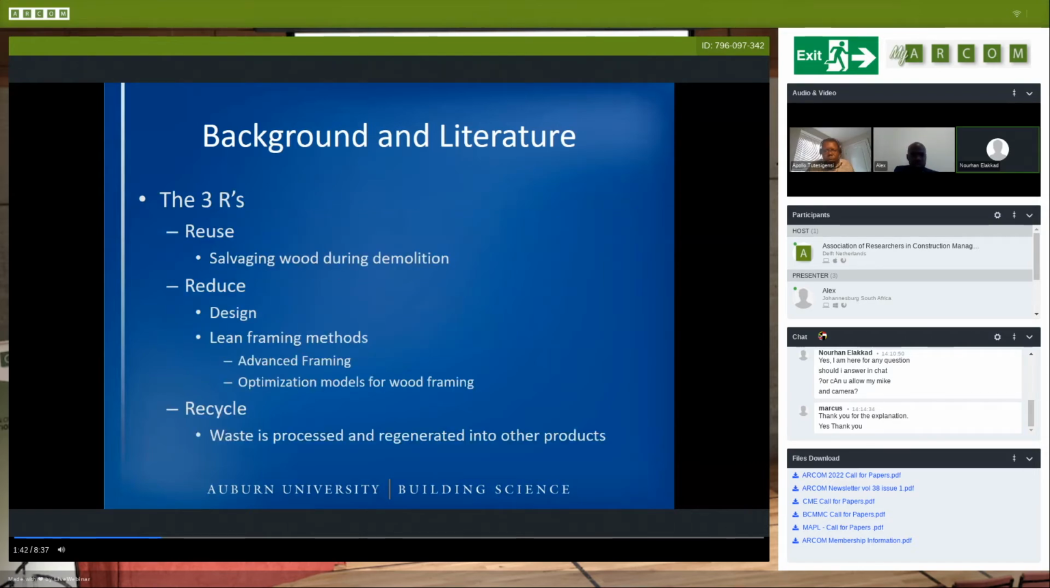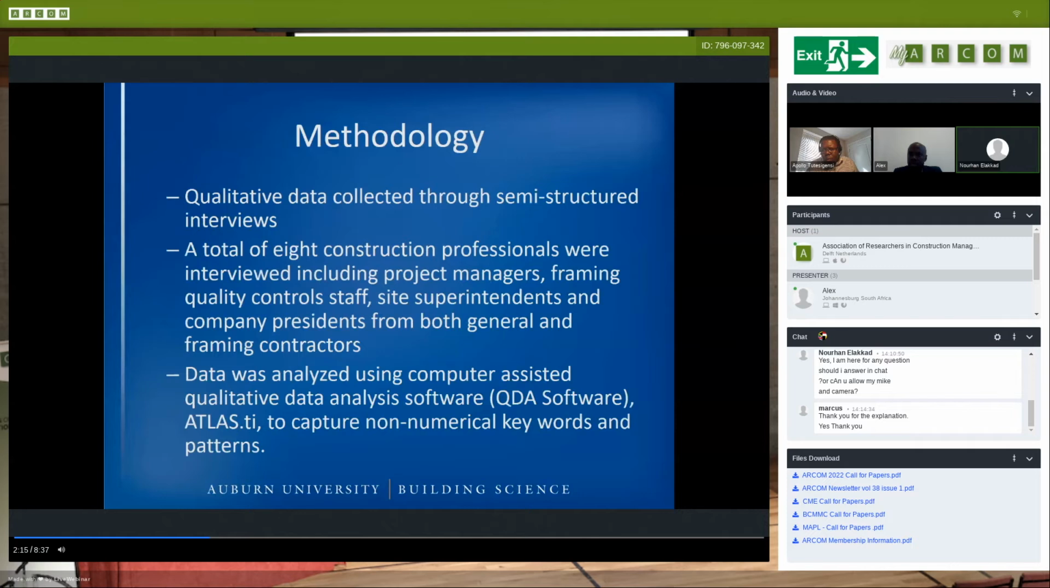So the basics for reducing wood waste are the 3 R's: reuse, which primarily consists of salvaging wood from construction; reduction in waste at the source, through design and then in construction through lean framing methods; and then lastly, the one we're most familiar with, recycling, where we take waste products, process them, and regenerate them so they can be used as other products.